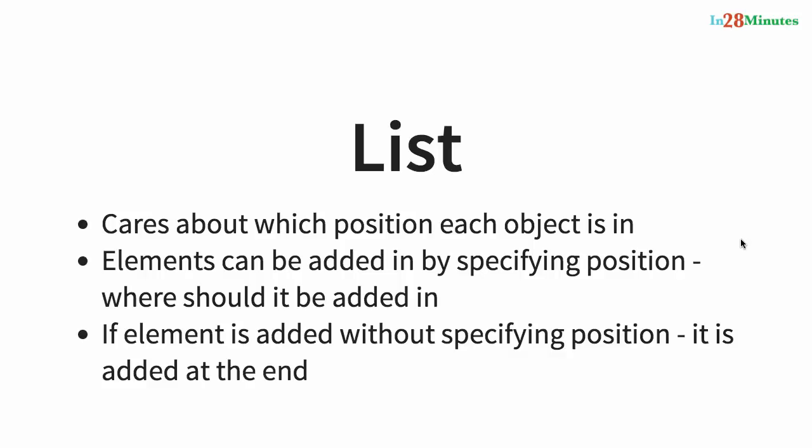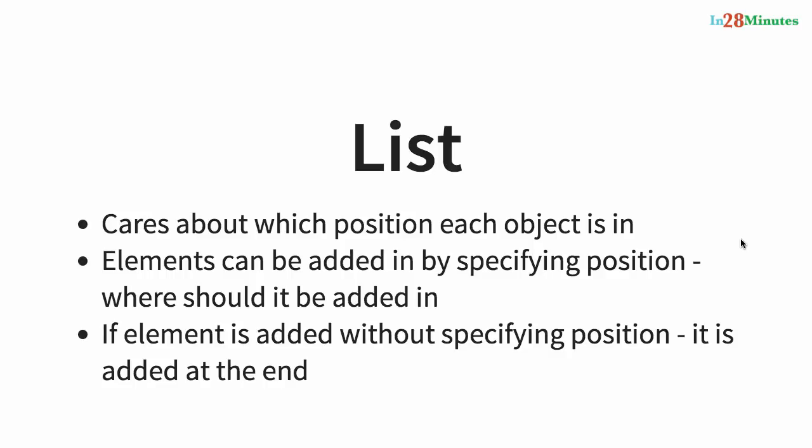The most important thing about a list interface is that it really cares about which position each object is in. You can add elements by specifying a position, saying, okay, I would want to add an element in 6th position, or I can add an element in 10th position. You can also add elements without specifying a position, and then it is added at the end, right?